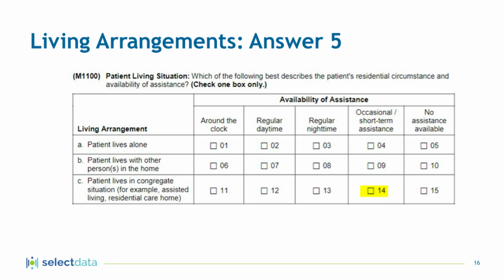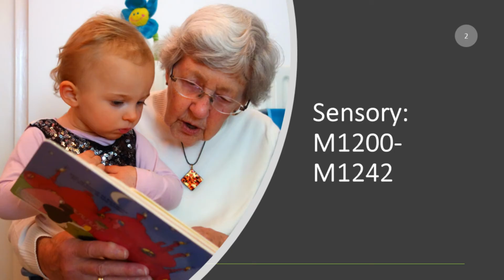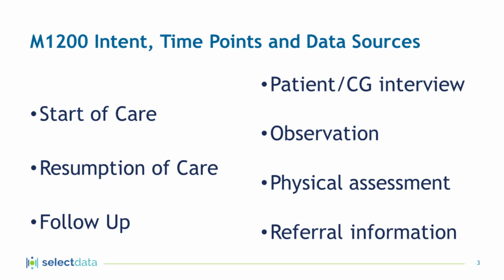This concludes the review of M1100, the Living Arrangements domain. This module reviews the OASIS items of the sensory domain, M1200 and M1242. M1200 item intent identifies the patient's ability to see and visually manage or function safely within his or her environment, wearing corrective lenses if these are usually worn. Time points item is completed is at start of care, resumption of care, or follow-up.